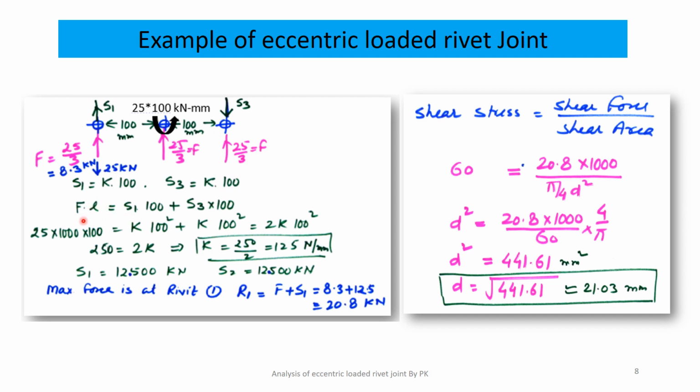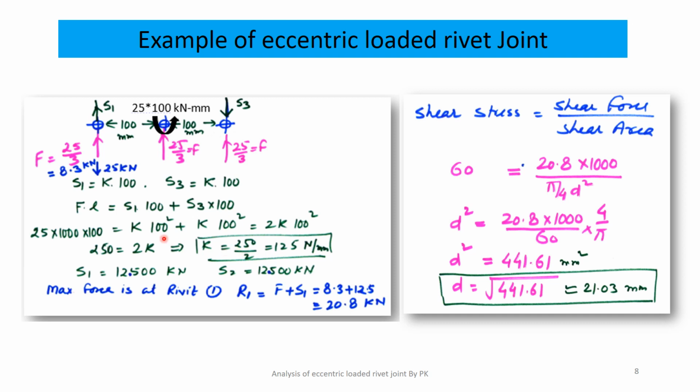So F into E is the external moment, that is 25 into 100 into 1000, in Newton mm. That should be equal to S1 into 100 plus S3 into 100. We put the value of S1 and S3 here. So we get K into 100 square plus K into 100 square, that is 2K into 100 square. So 25 into 1000 into 100. When we solve this, it comes out 250 should be equal to 2K. The K should be equal to 250 divided by 2, equal to 125 Newton per mm.